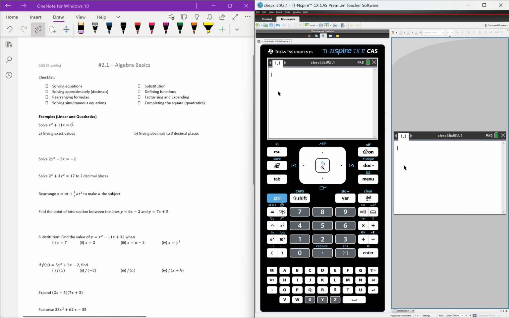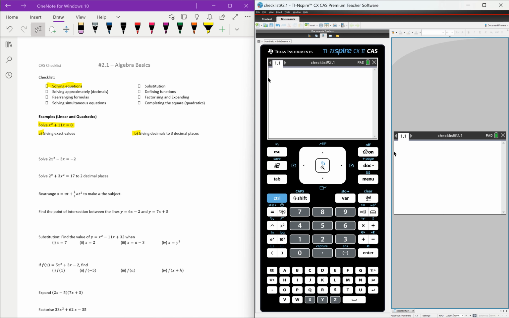We're going to start off by solving equations now. So normally we will try to solve x squared plus 11x equals 8 by hand. So I'm going to do solving equations. We're going to do this first one. And what they want us to do is to give exact values and then give 3 decimal places. So my previous video would have changed our settings. So let's see now. I'm going to go to solve.